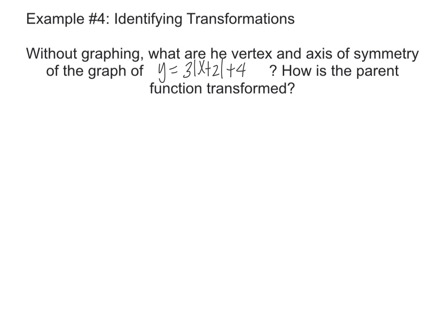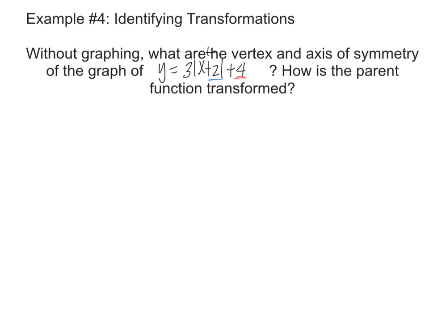So it says, without graphing, what are the vertex and axis of symmetry of the graph y equals 3 times the absolute value of x plus 2 plus 4? How is the parent function transformed? So again, we've already talked about how to find the vertex. We can find the vertex basically from our shifts here.